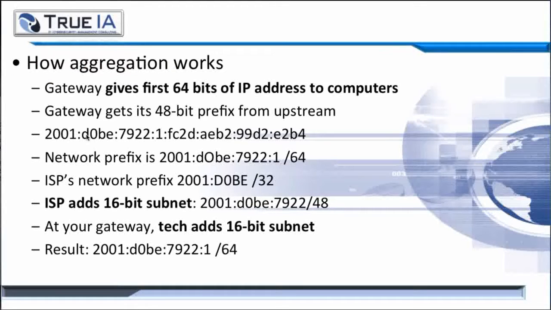So how does it all work? Well, the gateway gives the first 64 bits of an IPv6 address to computers. The gateway gets its 48-bit prefix from an upstream router, then adds the network prefix. The ISP adds the next 16 bits of its subnet, and then at your own local gateway, the network technician adds the final subnet. That gives you your complete /64 subnet.